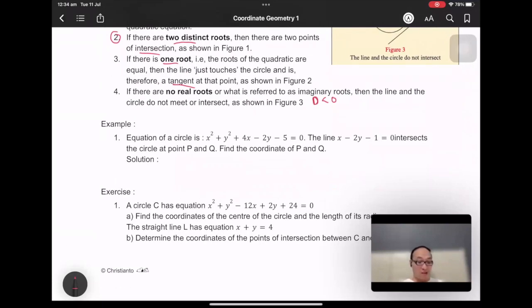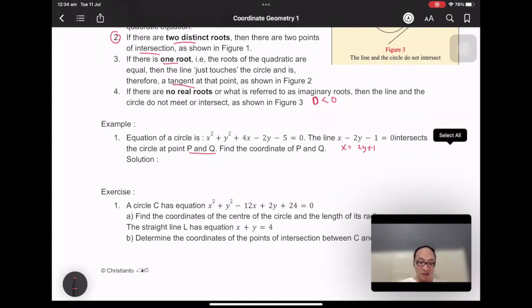Example: the equation of the circle is x squared plus y squared plus 4x minus 2y minus 5 equals 0. The line x minus 2y minus 1 equals 0 intersects the circle at points P and Q. Find the coordinates. Okay, in here, we are given that they intersect, so we can replace x. In this case, it's easier to replace x, so x equals 2y plus 1.